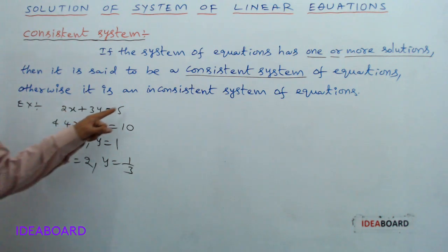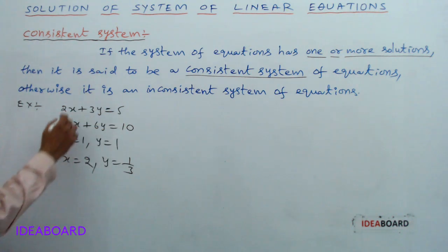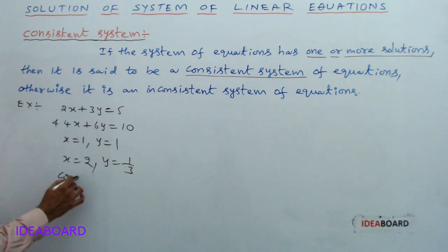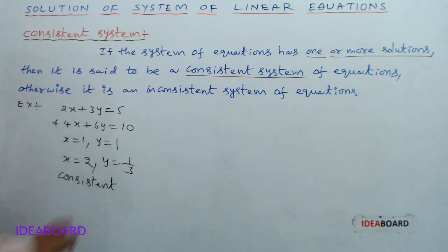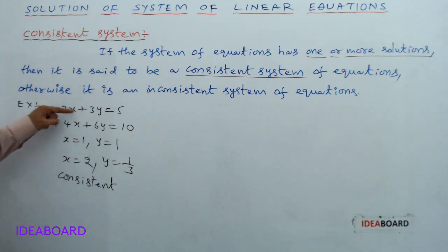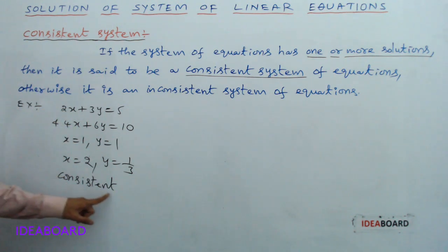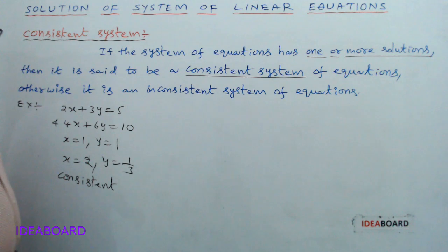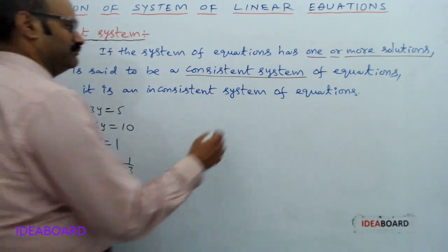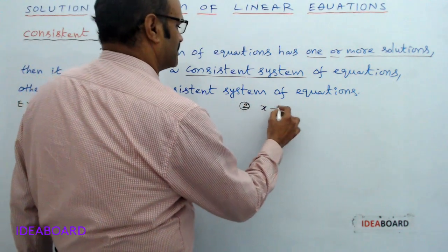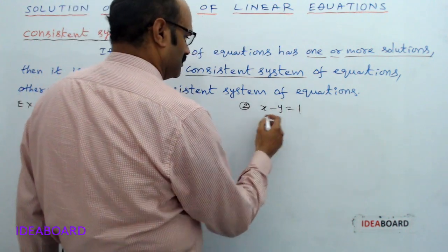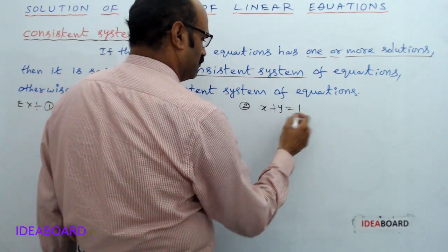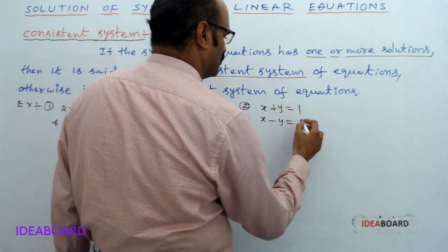Now, we say that this system of equations is said to be consistent. These equations are said to be consistent. Now, take one more example. x plus y equal to 1, x minus y equal to 2.